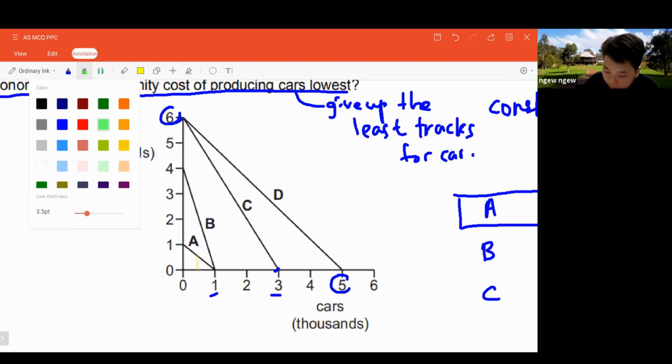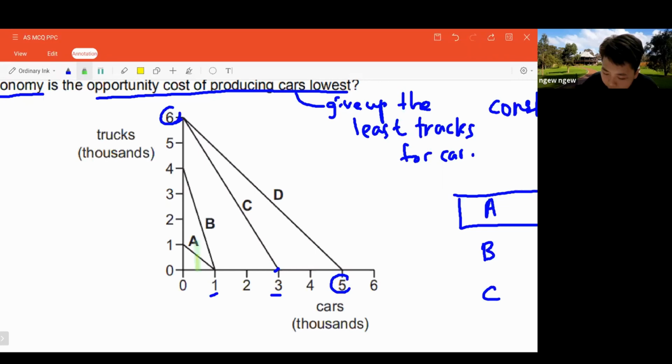Okay, guys, you see, I draw a line passing through all 4 PPCs. After I pass through all 4 PPCs, let's look at country A. This is the opportunity cost of country A for this much of cars produced. Country B, quite a lot, you can see. Country C, you see? And country D.